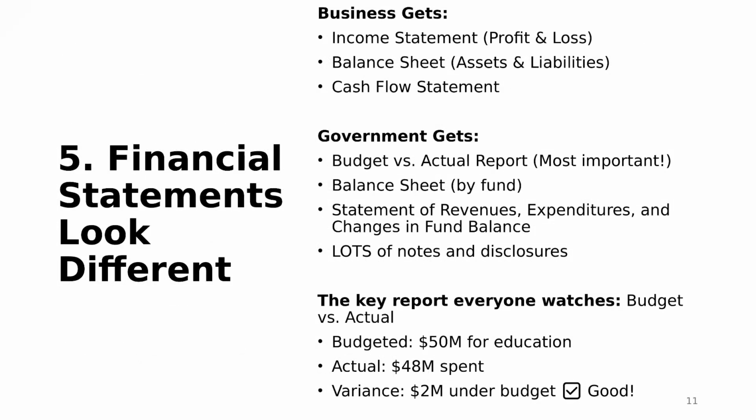Business and government financial reports look very different. Businesses prepare income statements, balance sheets, and cash flow statements to track profitability and financial health. Governments focus on reports like budget versus actual, which shows if they stayed within their spending plan, alongside balance sheets by fund and detailed notes. For instance, if $50 million was budgeted for education but only $48 million was spent, that $2 million under budget is seen as a success. The spotlight is always on how closely actual spending matches the approved budget.